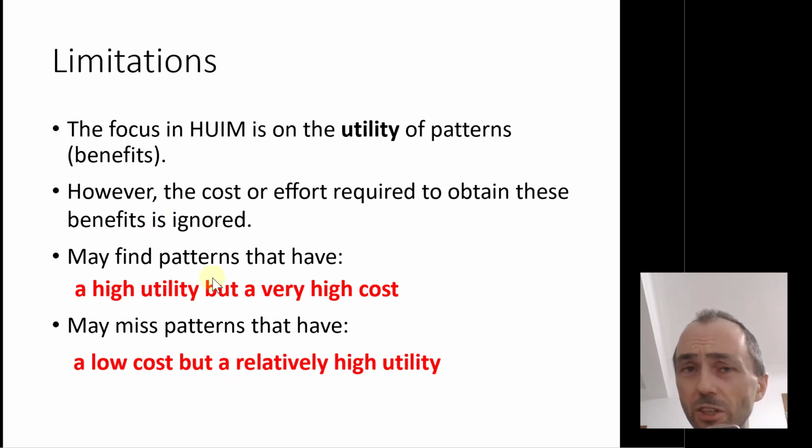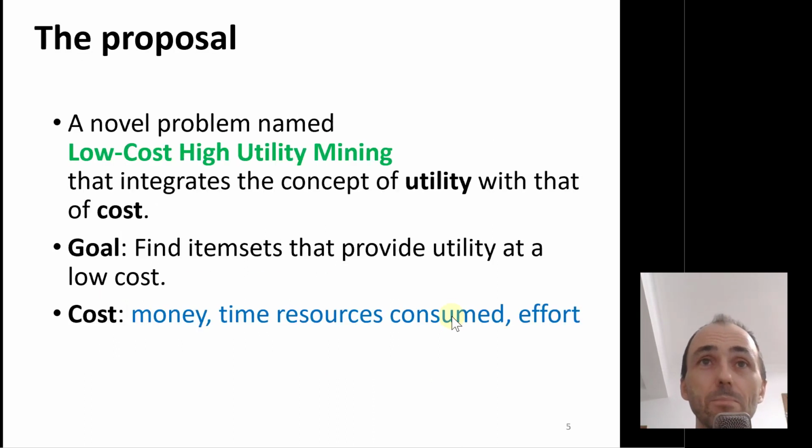So because of this, we might find many patterns that have high utility but also a very high cost, or that have a low cost but a relatively high utility. We might miss them, for example. So what I want to say here is that utility is not everything. Sometimes there's another dimension we call the cost that is also important.